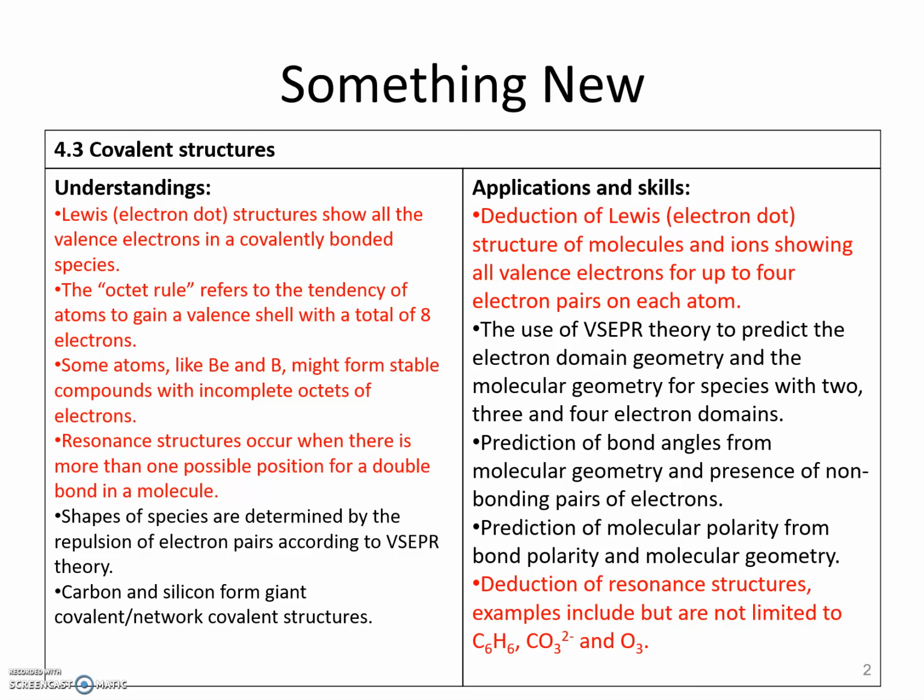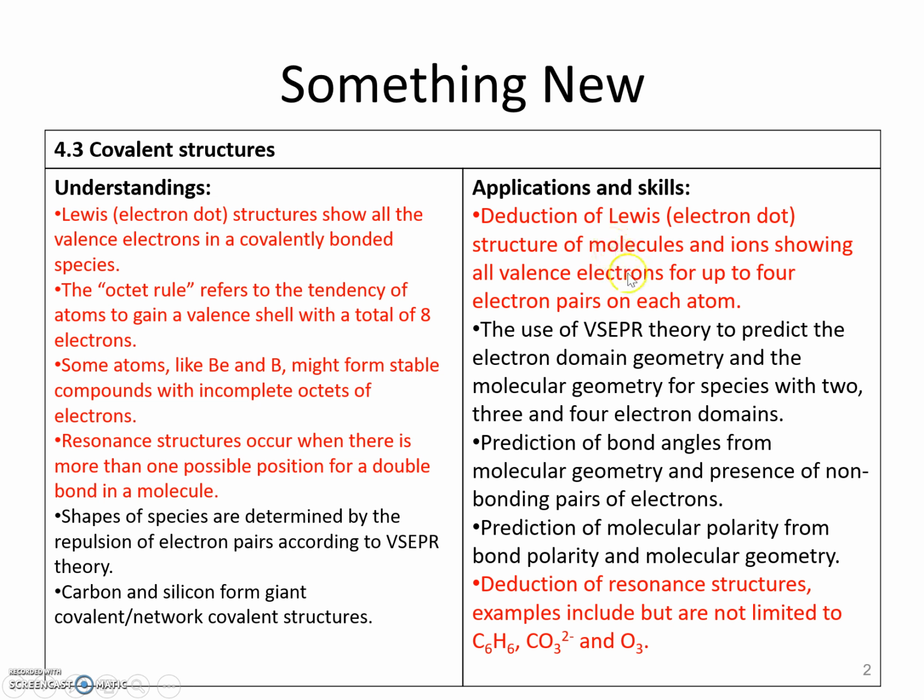Looking at the specifics of the Chem Guide, we've got our understandings here. The things in red are the things that you should be comfortable with by the end of this video. So we're going to start with the basics of drawing Lewis dot diagrams or Lewis structures, which means focusing on the octet rule. Then we're going to look at some exceptions to the octet rule, both incomplete and expanded octets. And we're going to look at this idea of resonance structures.